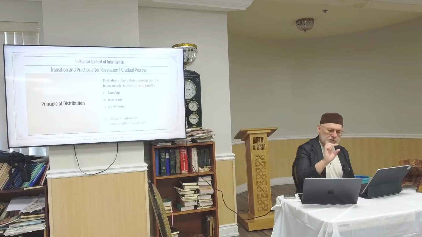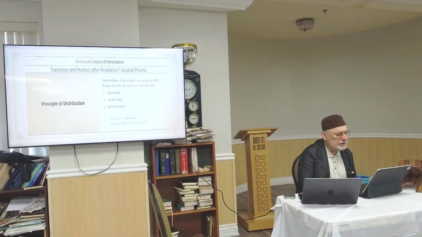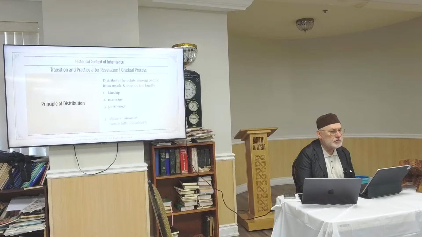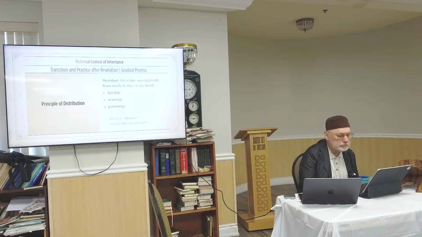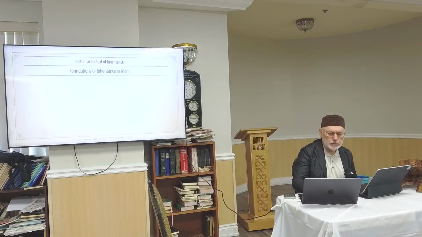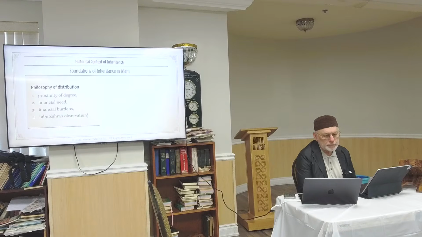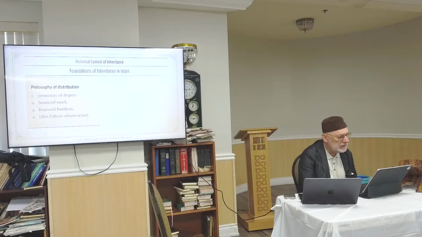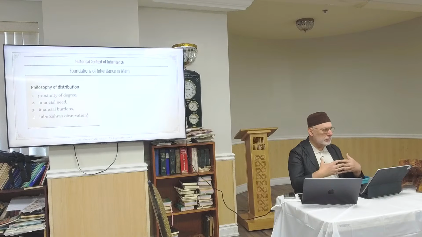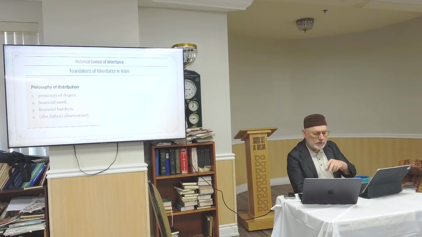So we have an initial stage, an interim stage, and then we have the final stage. In the final stage, the specific shares and fara'id were eventually revealed in the Quran, detailing the exact portion for each relative, which superseded the mandatory will for heirs as well as stage 2. Now, how does inheritance work in Islam? The philosophy of distribution is based on 3 factors, and there's a 4th factor that Allama Muhammad Abu Zahra observed out of the 3 and wanted to make it explicit, but I forgot to include it.